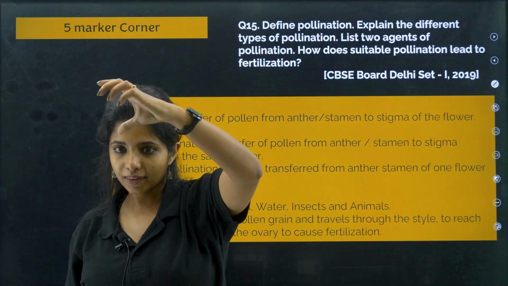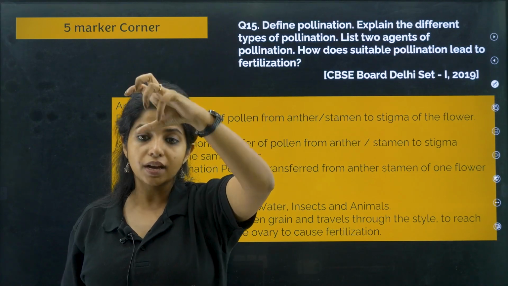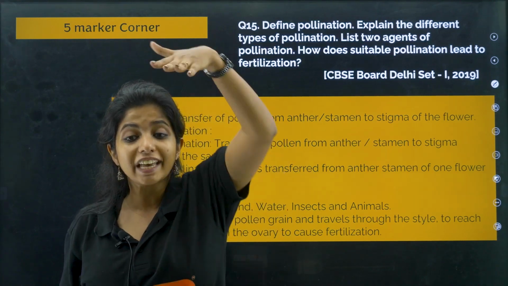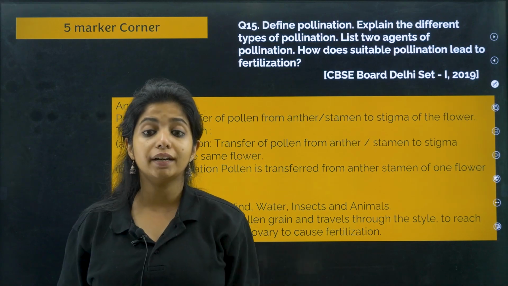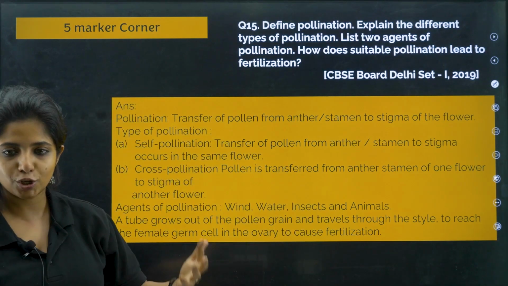There is a pollen tube, we already studied about it. This pollen grain forms a pollen tube which carries the male gametes, which goes directly to the ovule, and there it fuses with the female gamete and causes the fertilization.